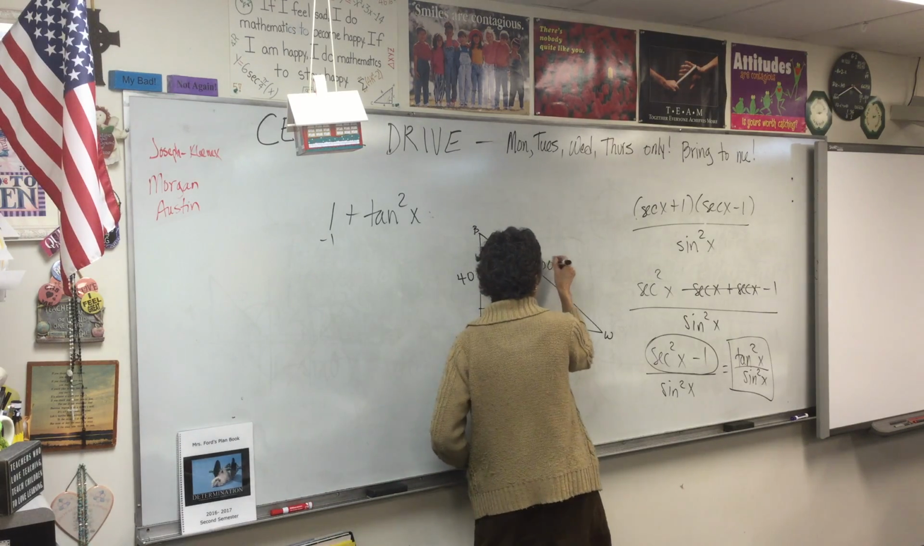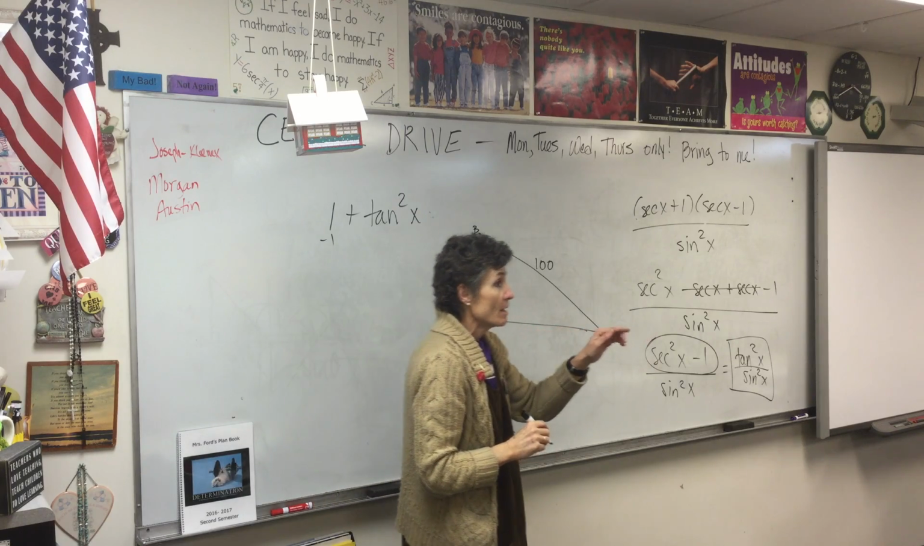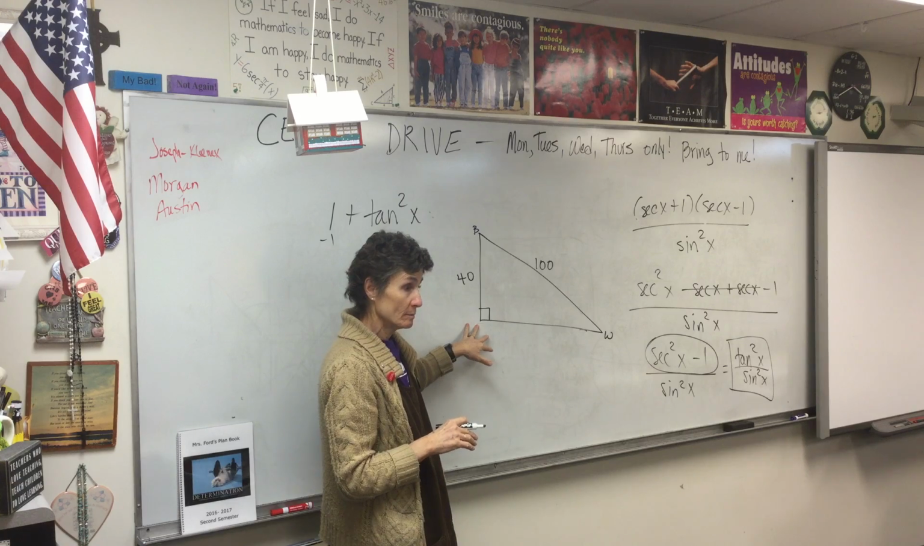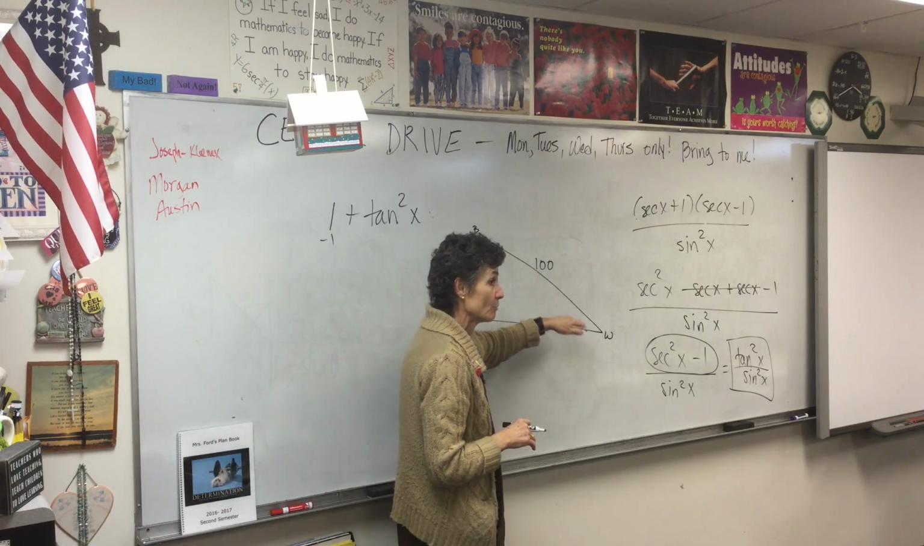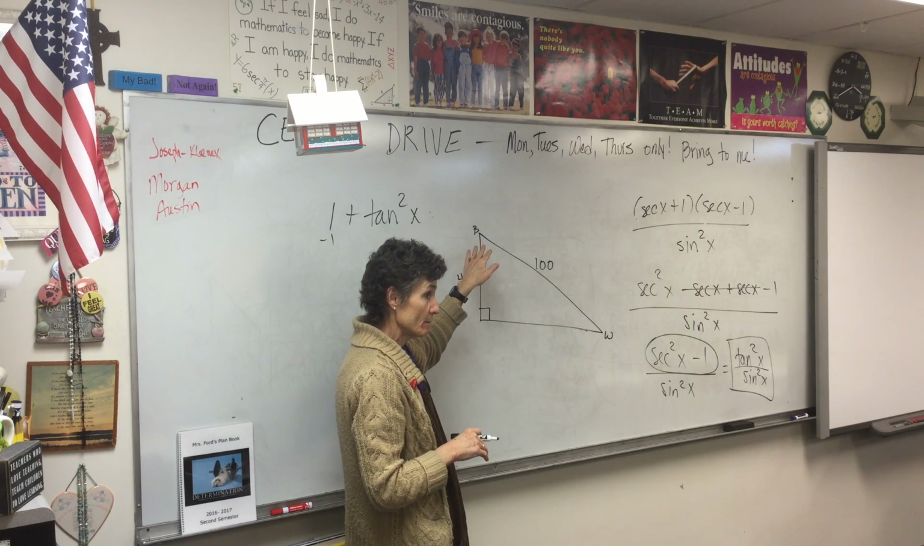This is where we really have to be careful, because sometimes the worm is 100 feet from the base of the pole. Then it goes down here. And sometimes the worm is 100 feet from the bird.